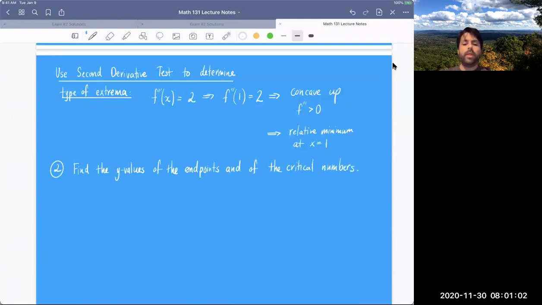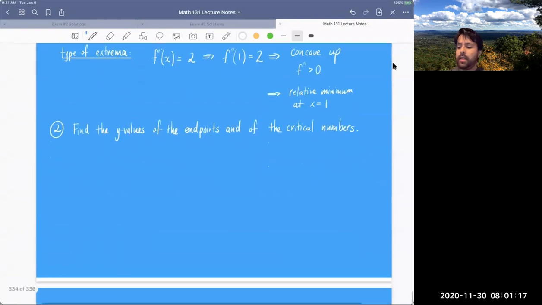That's all we're gonna be doing. We're gonna figure out what's the y value of the endpoints. We're gonna figure out the y points of the critical numbers, and then we're gonna compare which one is the biggest and which one is the smallest. And that's the general idea. So look at the endpoints.